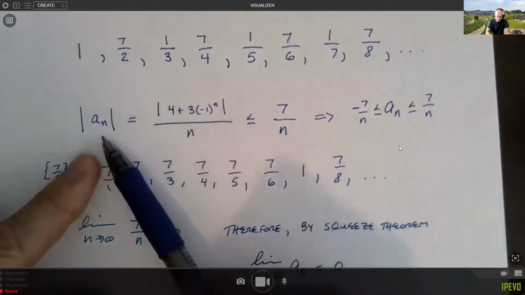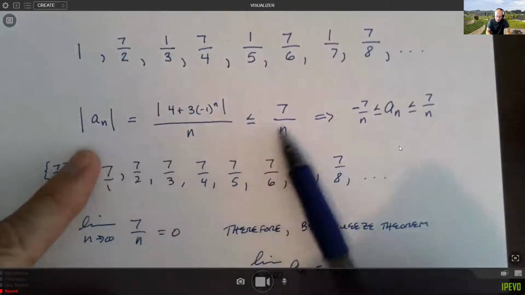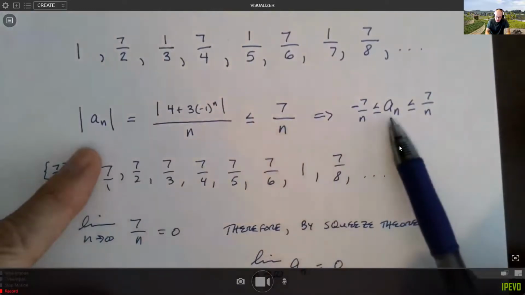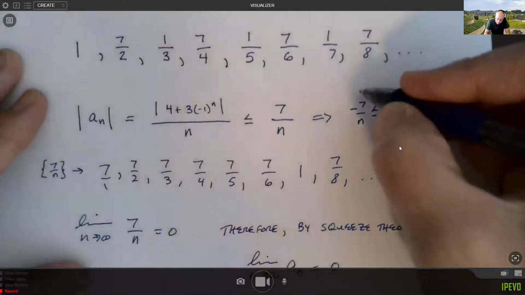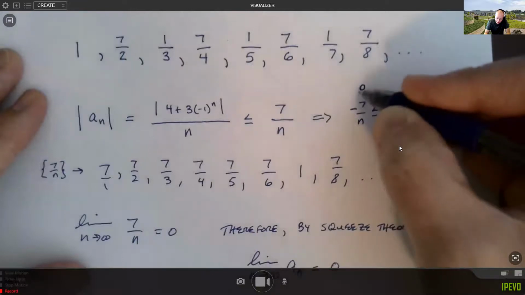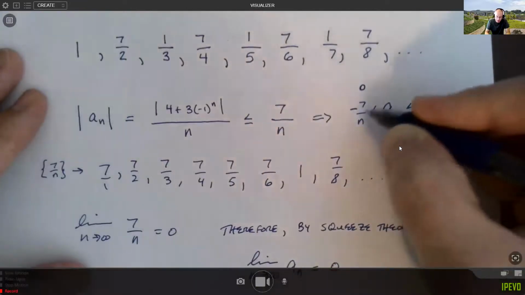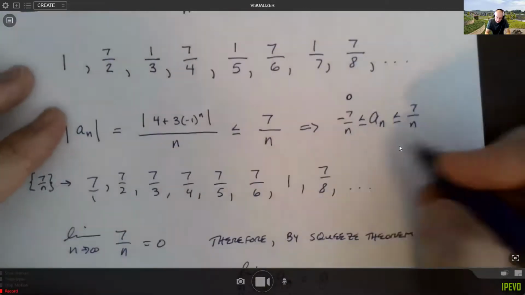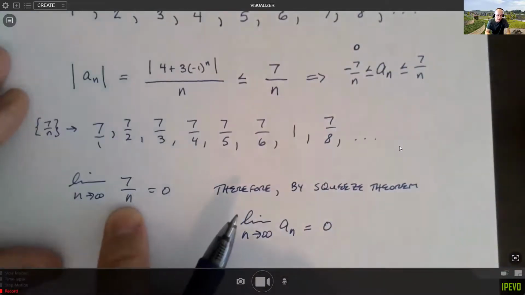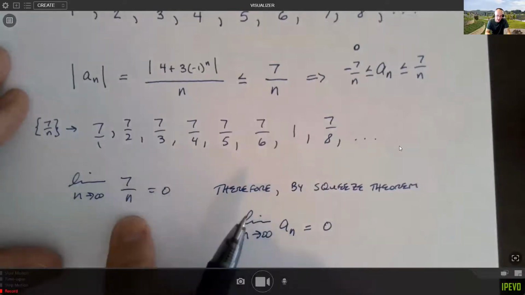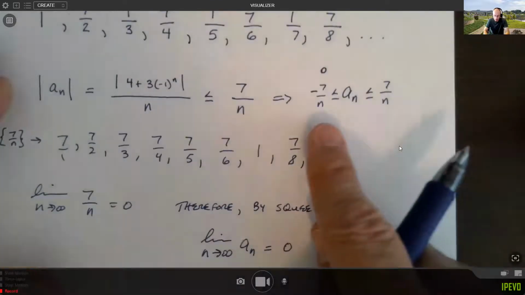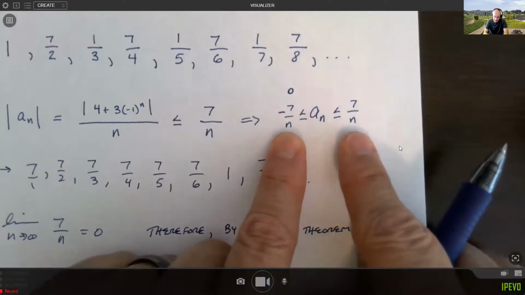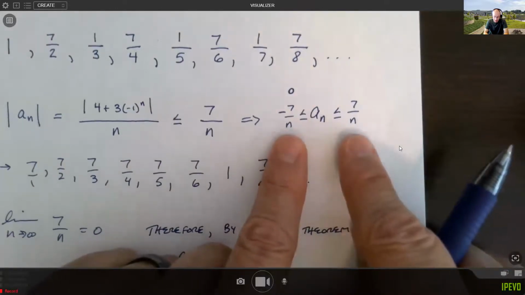If the absolute value is less than this 7 over n, that means our values in the a sub n are trapped between these two. Technically, we could even say it's trapped between 0 and 7 over n, because we know they're all positive. But either way, the limit as n goes to infinity of 7 over n is clearly 0. I mean, 7 divided by something going to infinity is going to go to 0. That's obvious. And so both of these sequences that bound our sequence are convergent, and their limit is both 0.